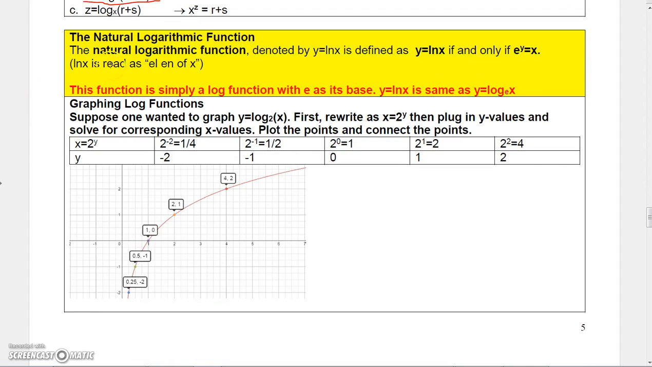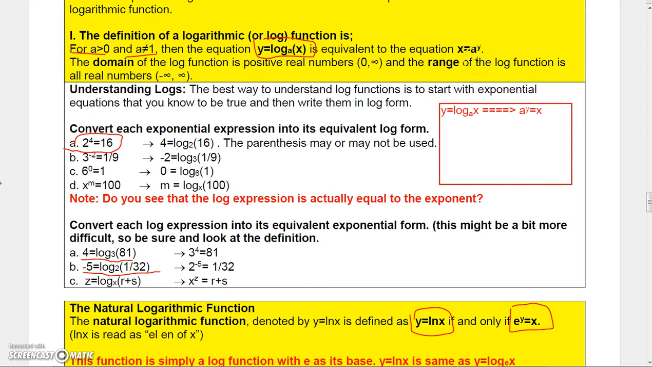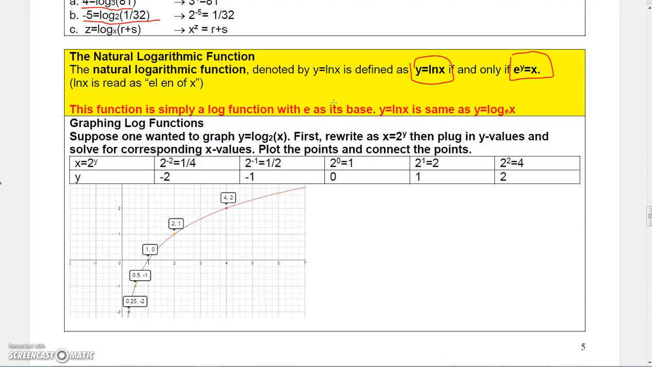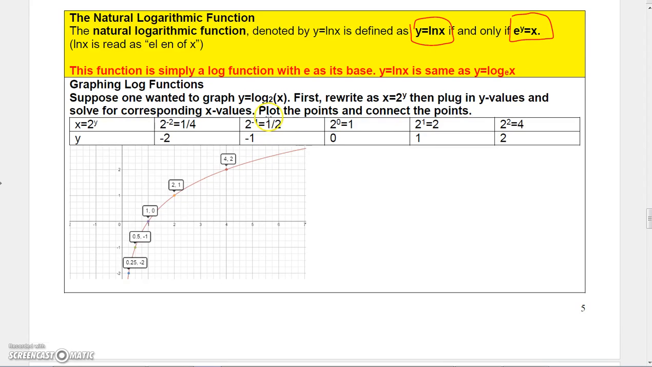Okay, the natural log function is ln of x, and so y equals natural log of x if and only if e to the y equals x, and that goes back to that relationship I just showed you, but for the base e. So if you wanted to graph the natural log function, you could graph it by plugging in y values and getting the x values. So let's plug in y values.